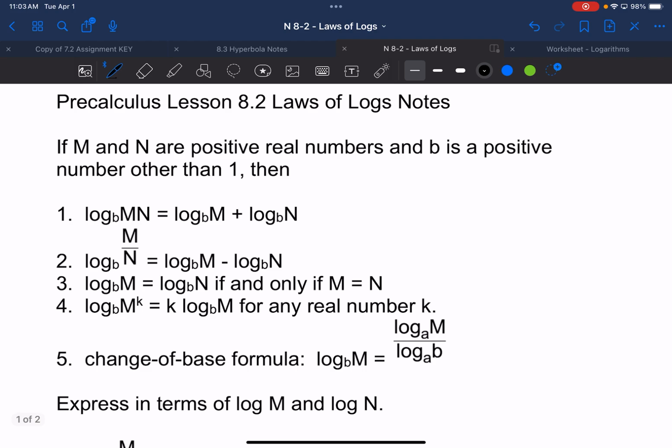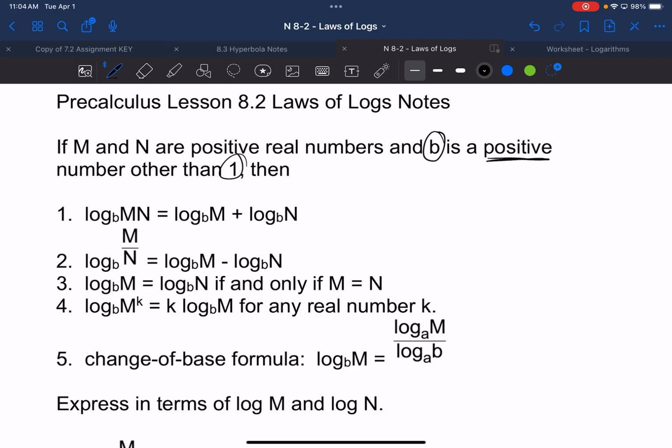So, all of these rules are true as long as m and n, which are going to be used throughout the rules, are representing positive real numbers. So real numbers mean they can't be like imaginary numbers, right? So as long as they're positive real numbers. And also b is my what? Base. Your b has to also be a positive number. So your base cannot be negative. That's important. Our base cannot be negative. And it needs to be something besides just 1.